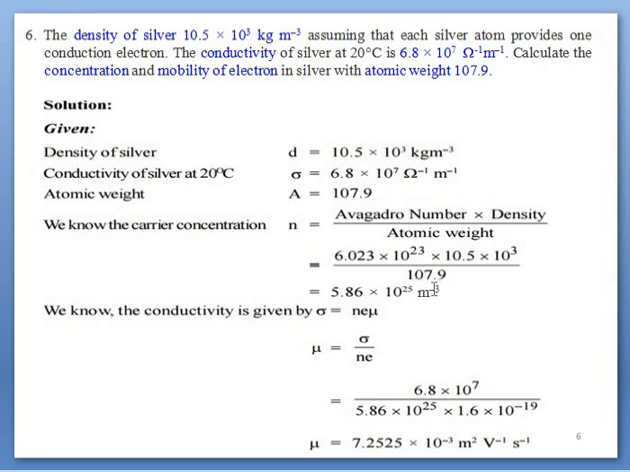Since atomic weight is given and density is given, the carrier concentration is determined here. We have to calculate the concentration. So concentration equals, by substituting here, that is obtained per meter cube. It represents the electrons per meter cube.